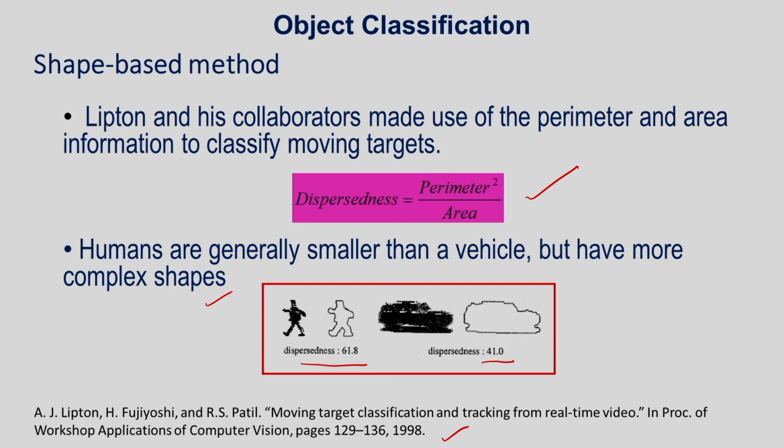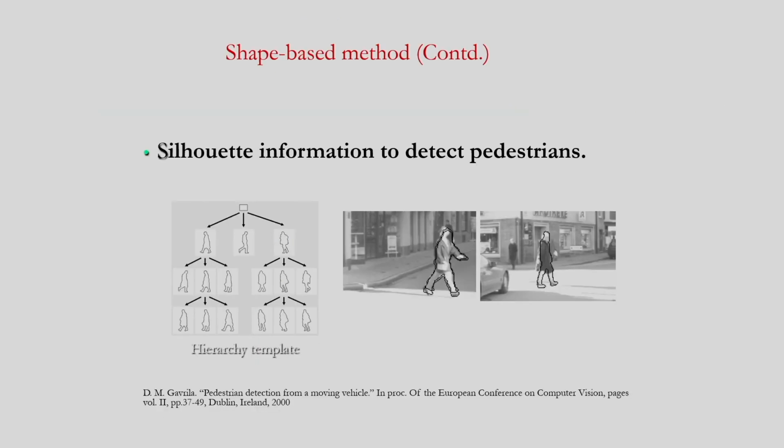And this is also a very old technique. There are many new techniques, like in deep learning we also have many techniques for object classification, or maybe some other feature based techniques we can consider for object classification. And this is another shape based method, where silhouette information can be considered to detect pedestrians. In this paper, they considered a hierarchy of templates, and based on these templates they detect the pedestrians.